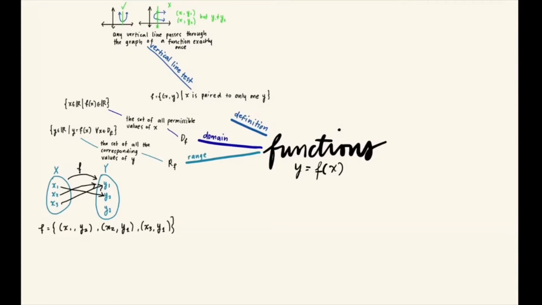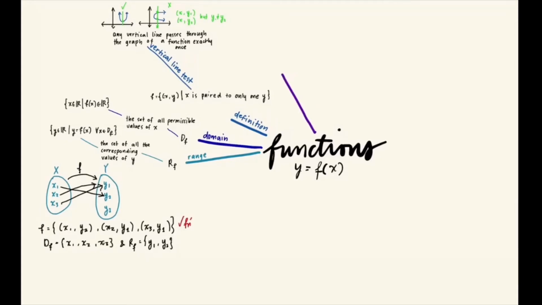If you notice, every x is paired to exactly one y, because you don't see two ordered pairs having the same first coordinate. So this is a function, or f is a function. The domain of f contains the values x sub 1, x sub 2, and x sub 3. However, your range contains only y sub 1 and y sub 2. Y sub 3 is not there because y sub 3 does not have a pair in the x set.